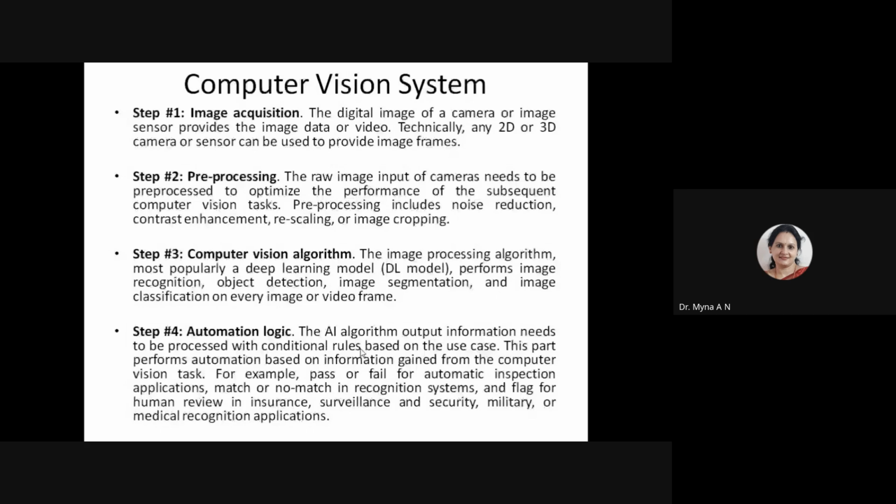For example, pass or fail for automatic inspection applications, match or no match in recognition systems, flag for human review in insurance, surveillance and security, military or medical recognition applications. So these are the 4 major steps in a computer vision system.